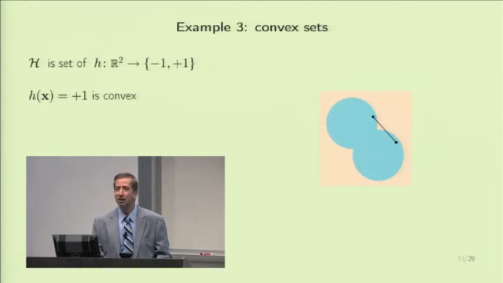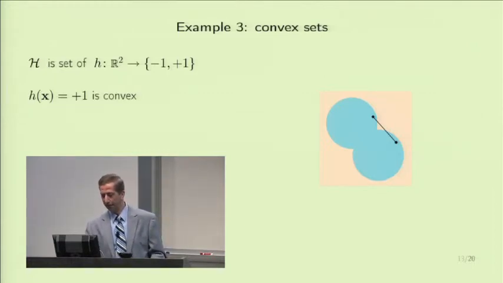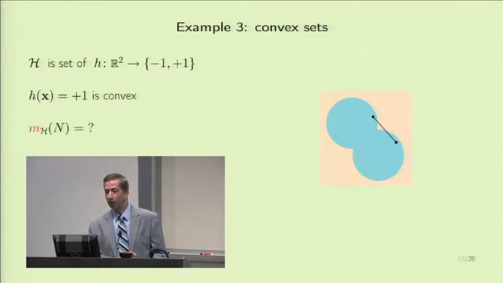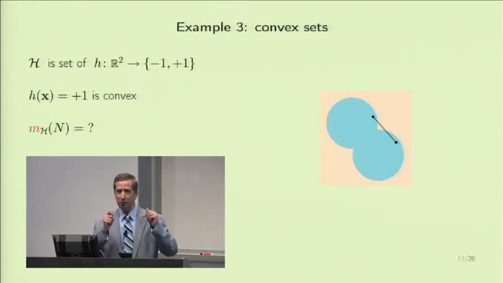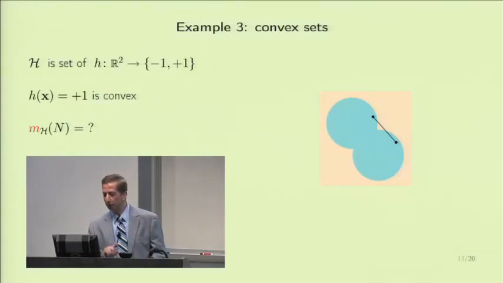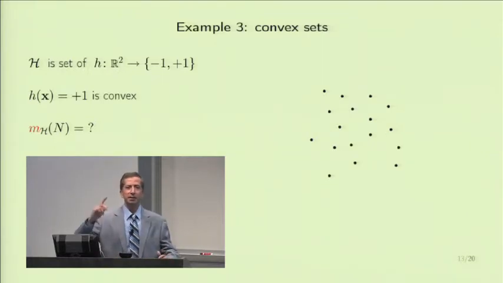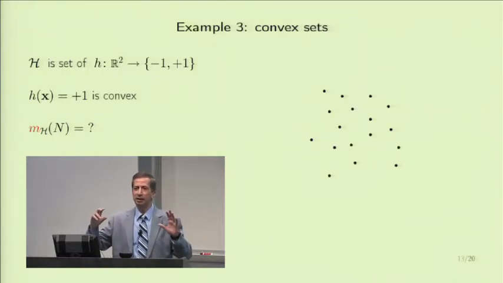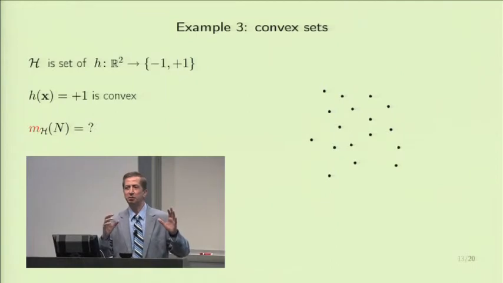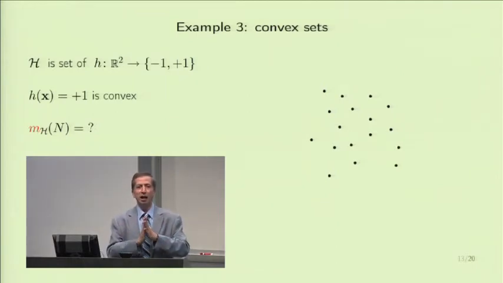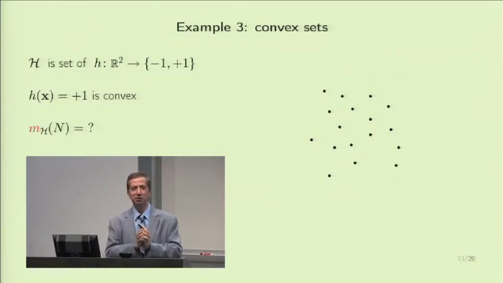Now we come to the task. What is the growth function for this hypothesis set? In order to answer this, you put your points. I give you capital N, and you place them. So here is a cloud of points. You say, it seems like putting them in general position is a good idea. So let's put them in a general position, and let's try to see how many patterns I can get out of these using convex regions. This is going to be tough.